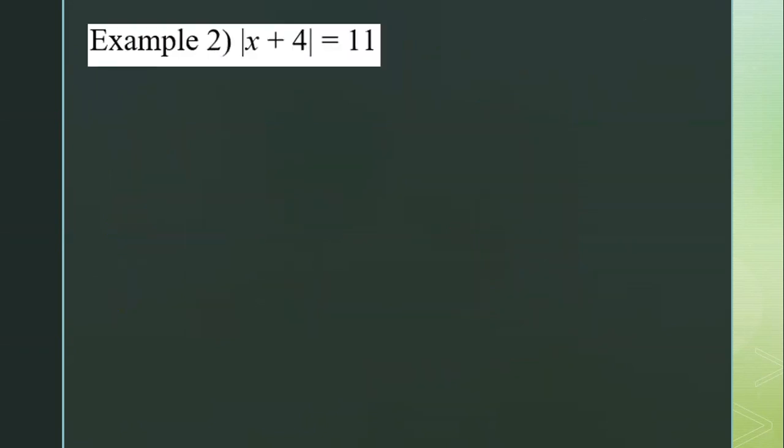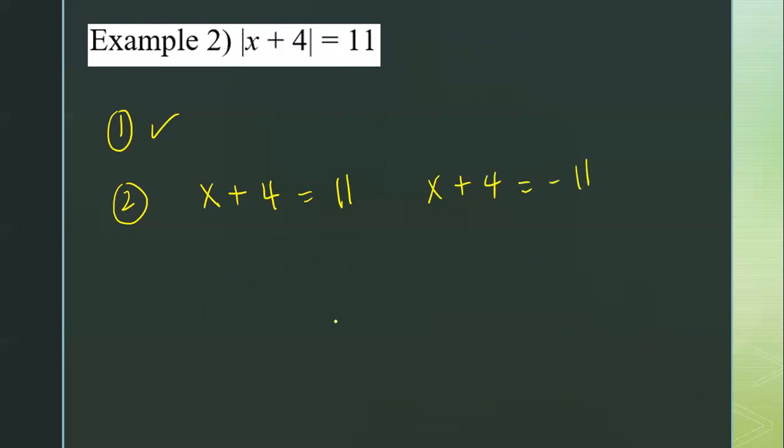All right, let's try another one. We're going to bring it up a step. Okay, so again, step 1 is to make sure your absolute value is by itself. Is there anything on the side of the absolute value? Good to go. Step 2 is to create your two equations, one with a positive solution and one with a negative solution. So I remove the bars and I have x plus 4 equals +11 and x plus 4 equals -11.